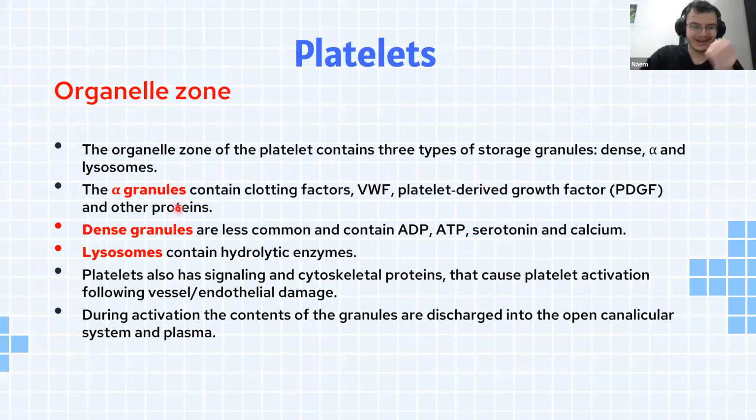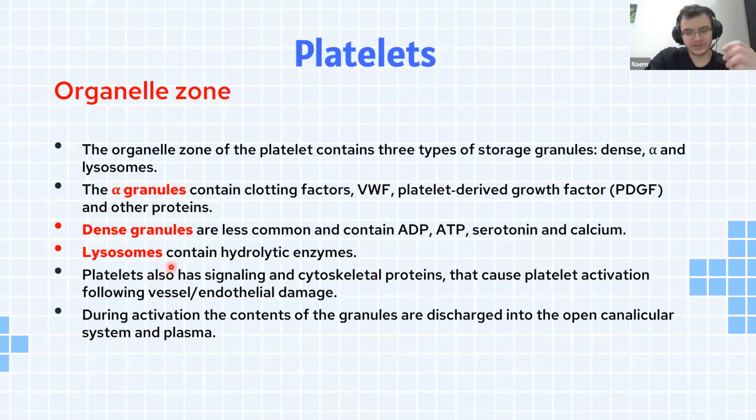For the dense granules, they are less common inside the platelet. So you should know that alpha granules are more common than dense granules. What do dense granules contain? They contain the ADP that we talked about, ATP, which is the source of energy, serotonin, and calcium. Serotonin and calcium. Clear? Okay, so this is the second type.